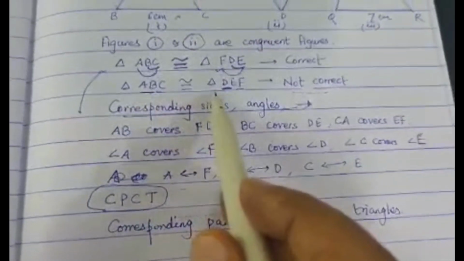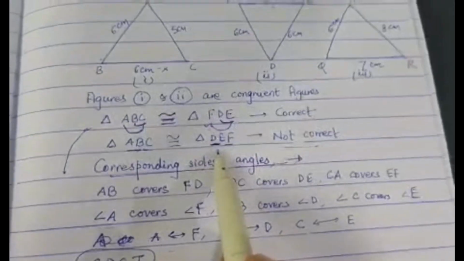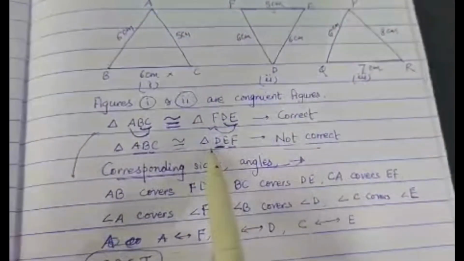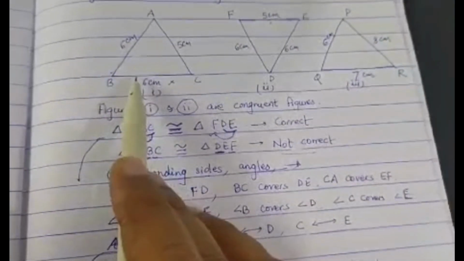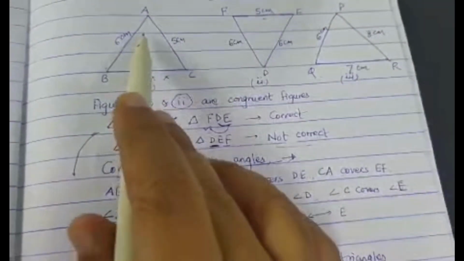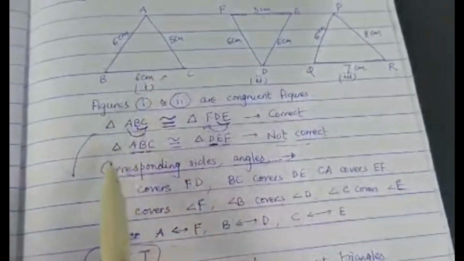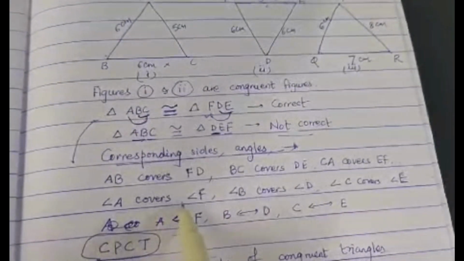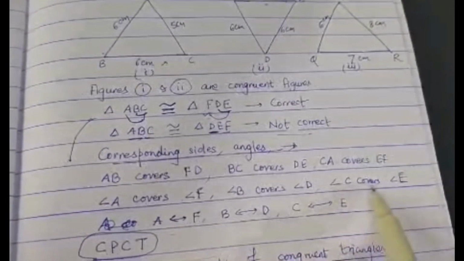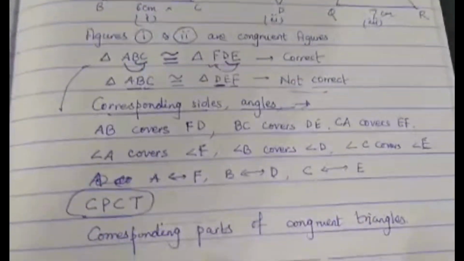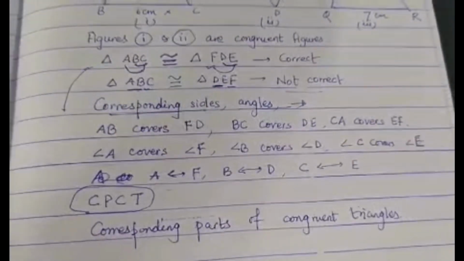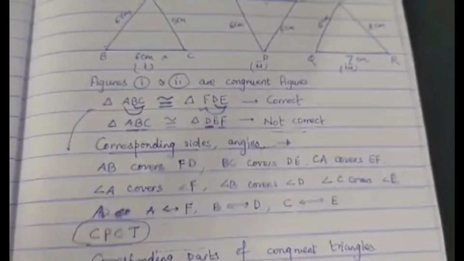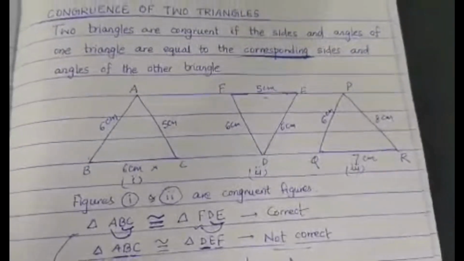See here, if you write ABC congruent to DEF, then also it is not correct, because the corresponding sides are not equal here. Similarly, the case with the angles. Here the angles are not given, but you have to write it in the corresponding way, such that angle A covers angle F, angle B covers angle D, and angle C covers angle E. We will come back to this topic later in a broader way, but for your understanding I am trying to make you understand.